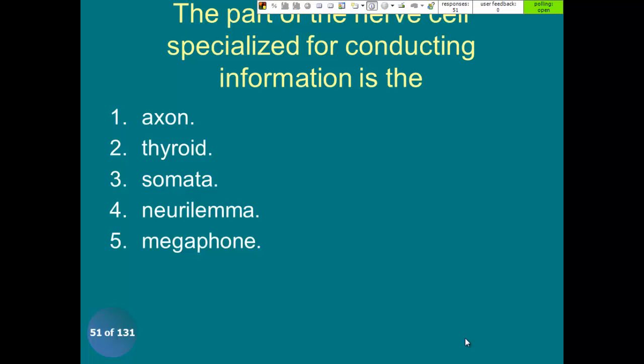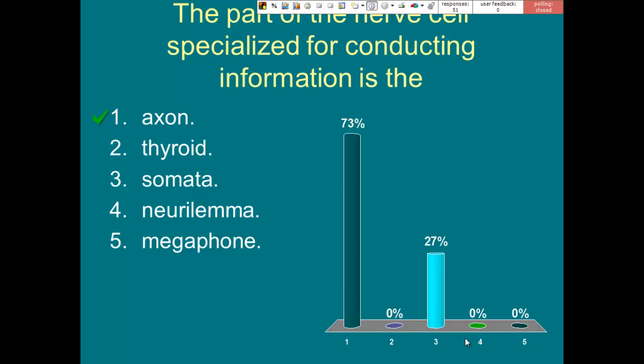Okay, I got it. 1, 2, 3. All right, so 73% of you are correct. Now, why did I say this is an easy question? Obviously it wasn't, if only 73% got it right.